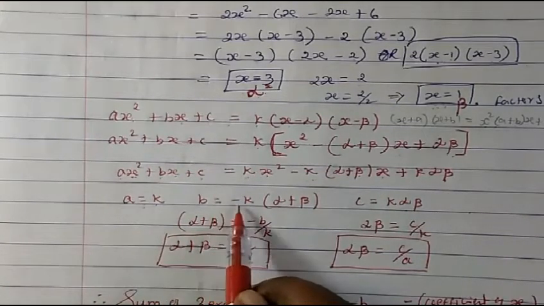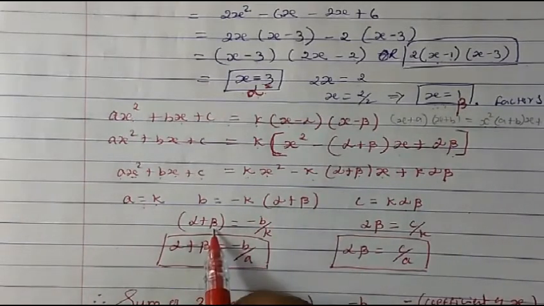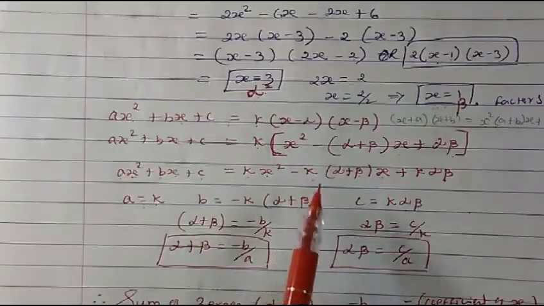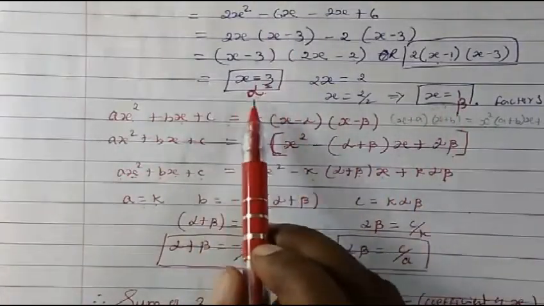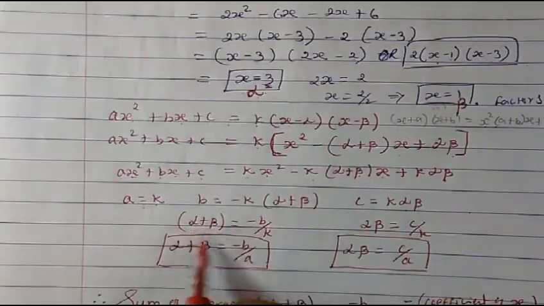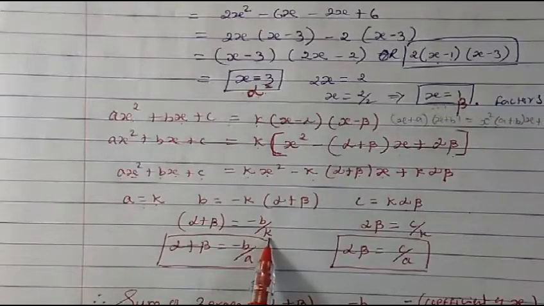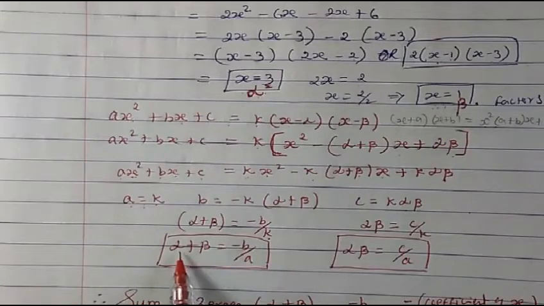Now if you write b equal to minus k in the bracket alpha plus beta, then we keep alpha plus beta on one side, the sum of the zeros. Alpha and beta are the zeros of this polynomial, we said. So keep in mind alpha and beta are zeros. So the sum of the zeros, alpha plus beta, equals, when we bring the k this side, minus b upon k. Now what is k actually? k is equal to a. So that's why it is written, sum of the zeros equal to minus b upon a, because k is equal to a. So this is the formula for the sum of the zeros of the quadratic polynomial.